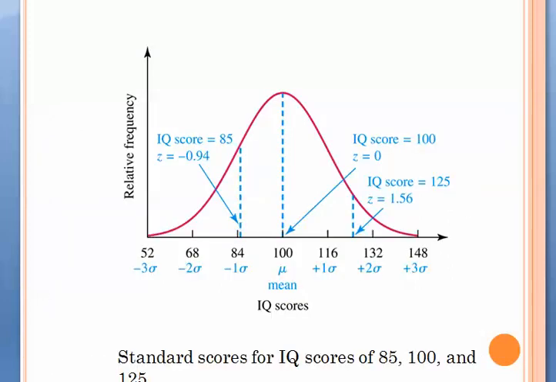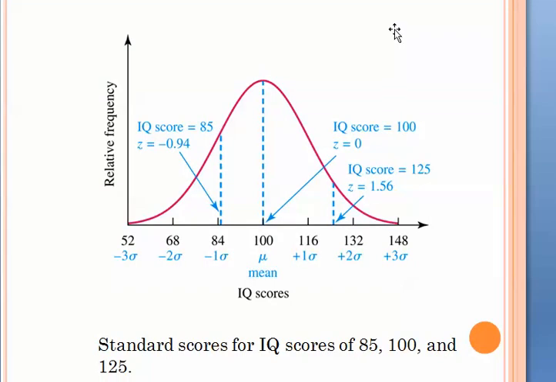Let's look at an image of the situation. So we had a score of 85, which is this line right here, which has a z-score of negative 0.94, so it's almost one standard deviation below the mean. An IQ score of 100 has a z-score of 0, so that's in the center, that's equal to the mean. And an IQ score of 125 has a z-score of 1.56, which is about 1.5 standard deviations above the mean.